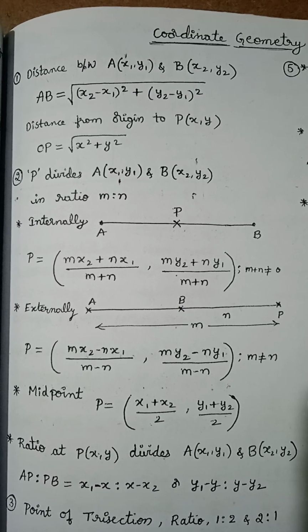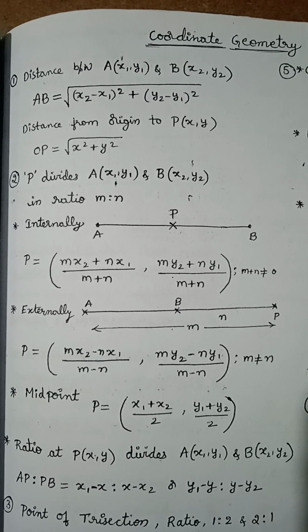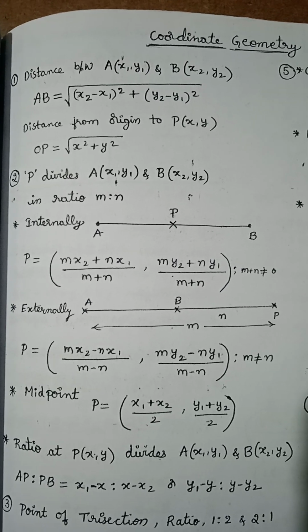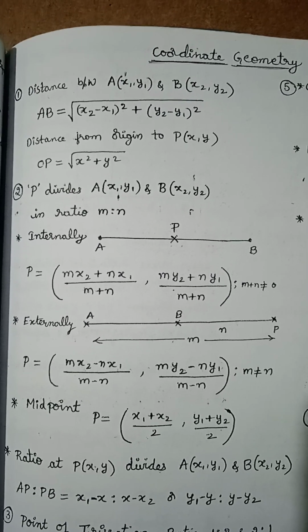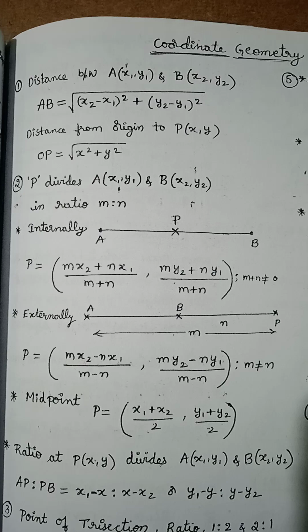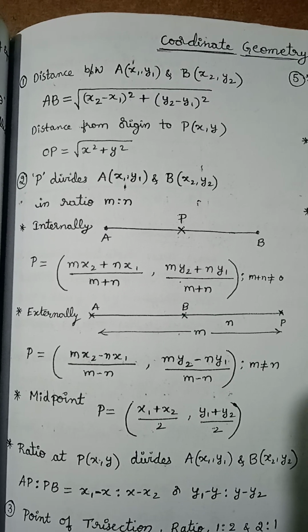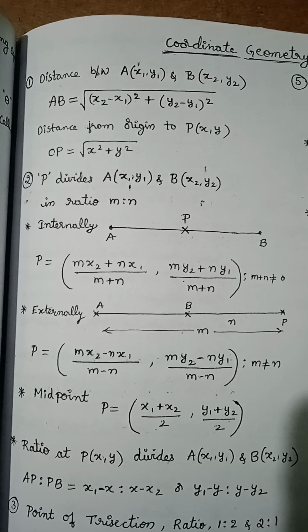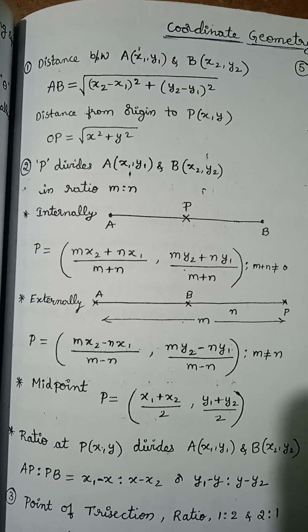Distance between 2 points A and B: AB equals root over (x2 minus x1) whole square plus (y2 minus y1) whole square. Distance from origin to point P(x, y) equals root over x square plus y square.